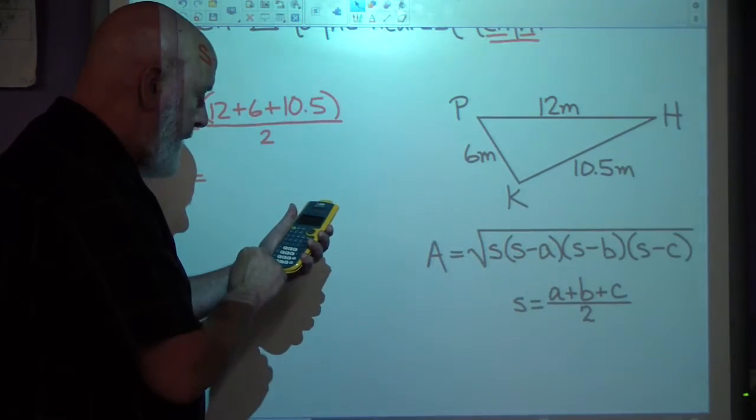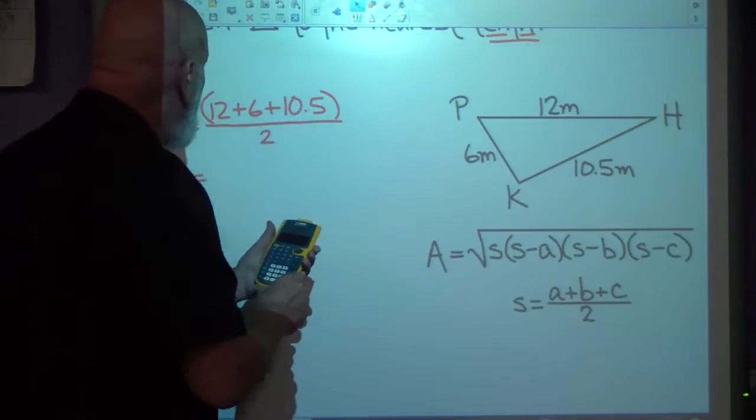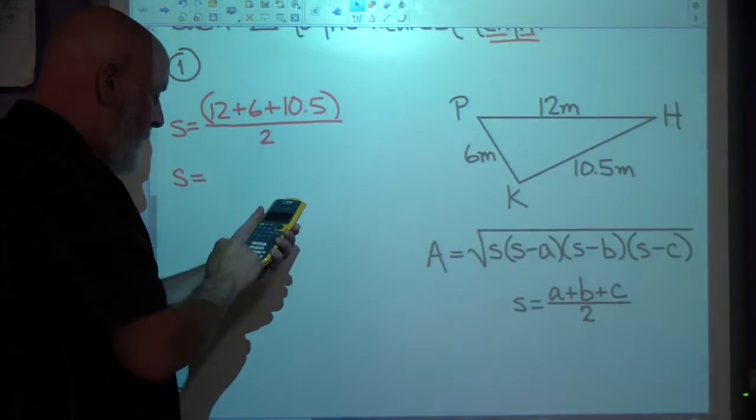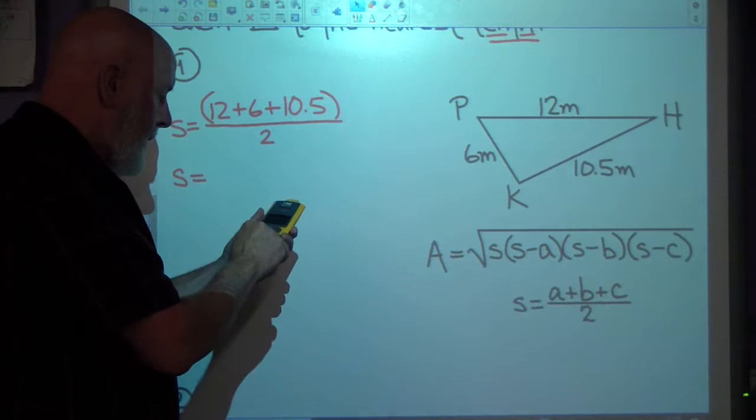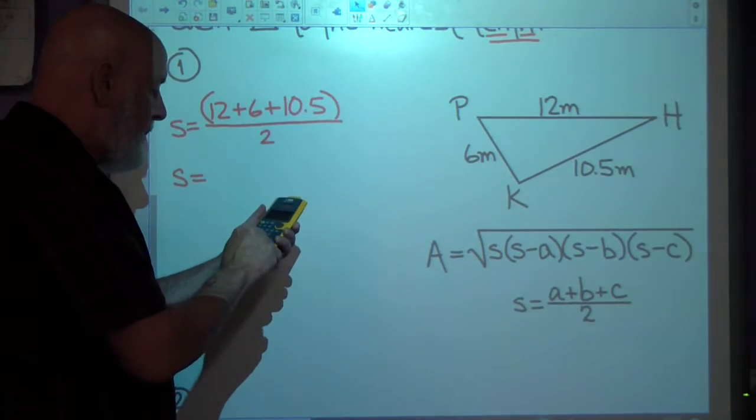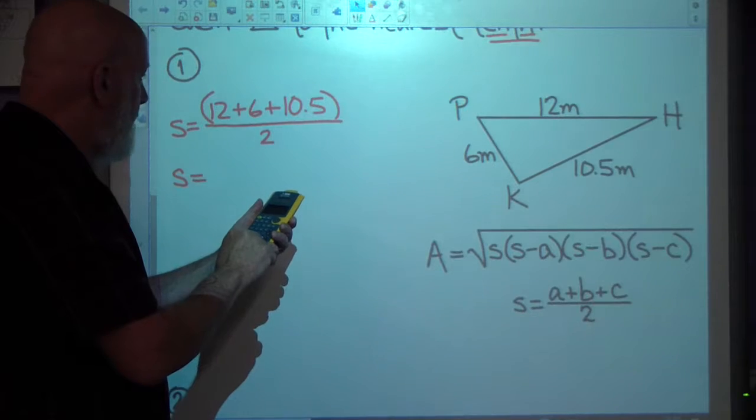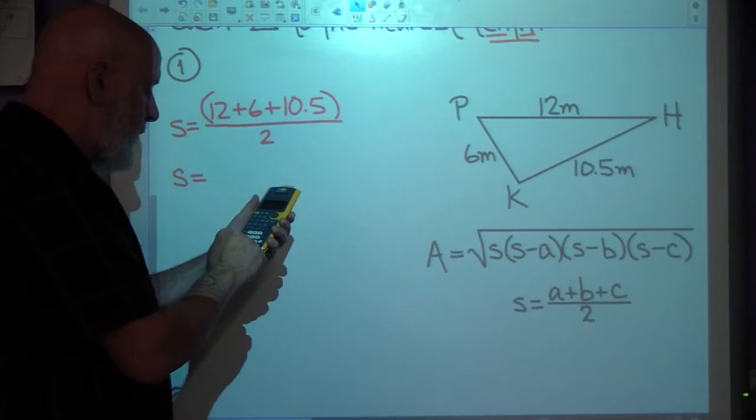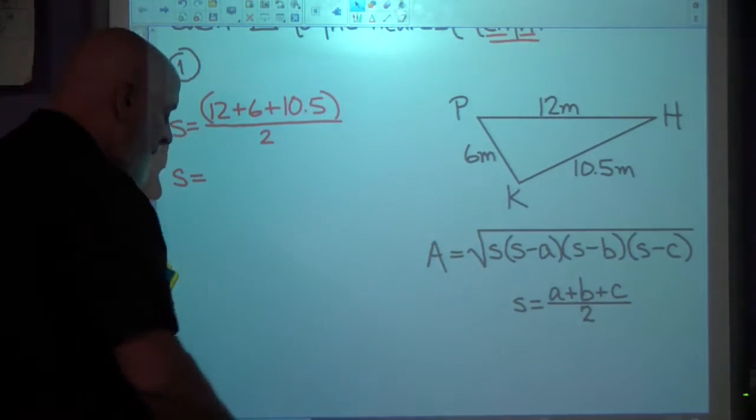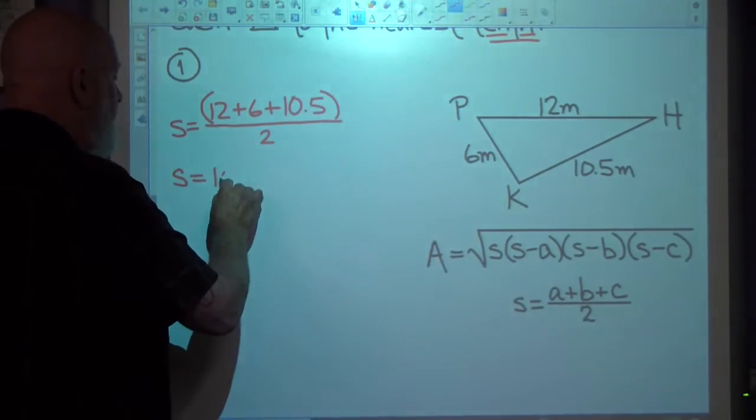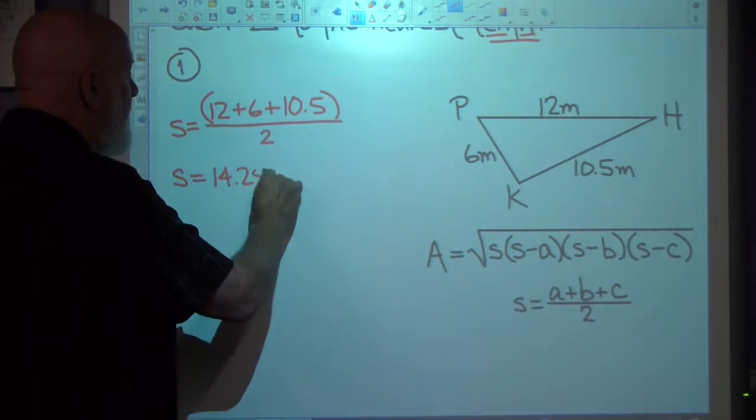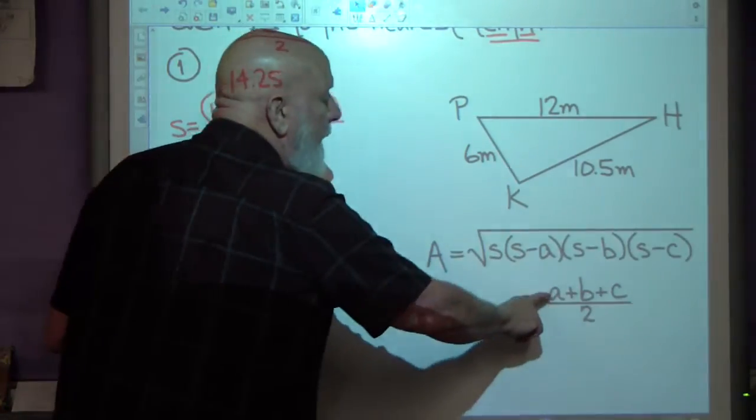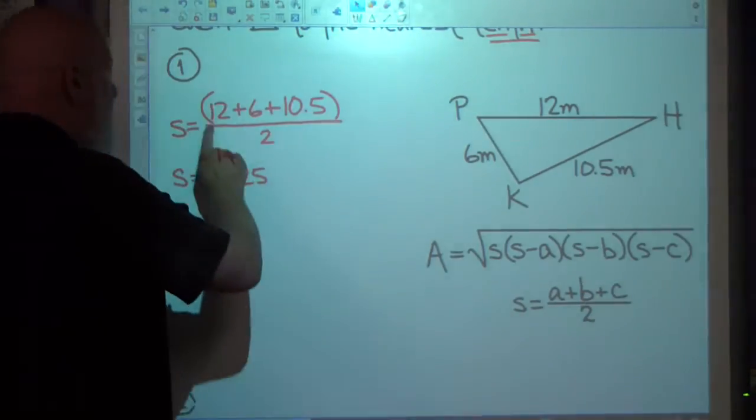Let me see if I can turn this on. Yay! I'm going to clear it. And here we go. 12 plus 6 plus 10.5. 12 plus, oops, clear that. 12 plus, I hit the wrong button, 6. I'm off to a good start. Plus 10.5, close parentheses, divided by 2 is equal to exactly 14.25. So I found the value I'm going to put here, here, here, and here by adding my sides together and dividing by 2. That's what I just did.